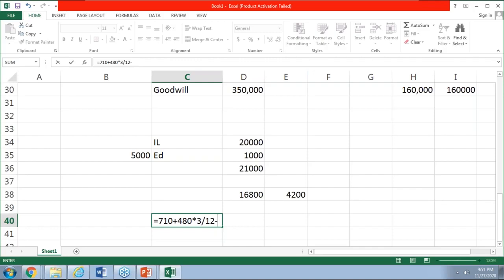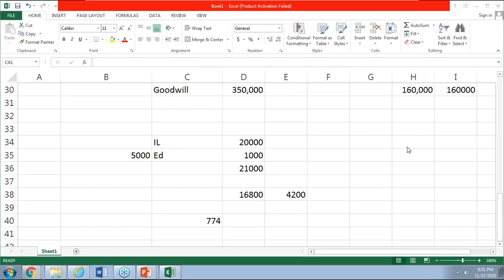20,000 per month. So as it has been 3 months after the date of acquisition, we have to take 3 months sales, which is 60,000. And finally, unrealized profit will be added here, which is 4. So this is how we have calculated 774. Very good.